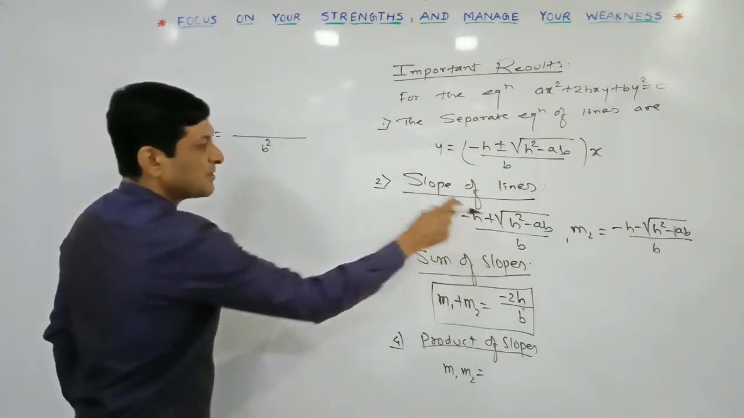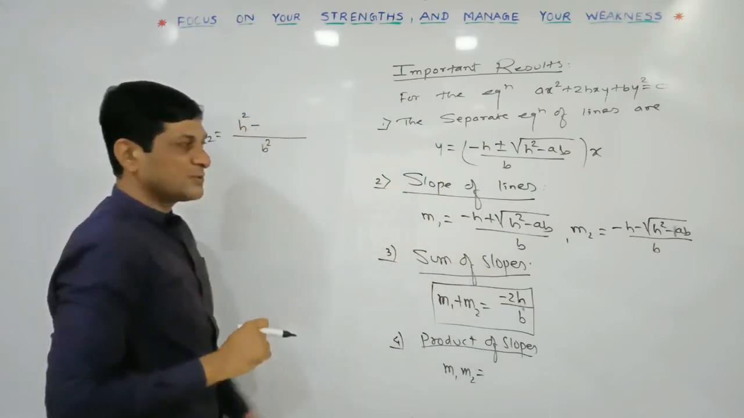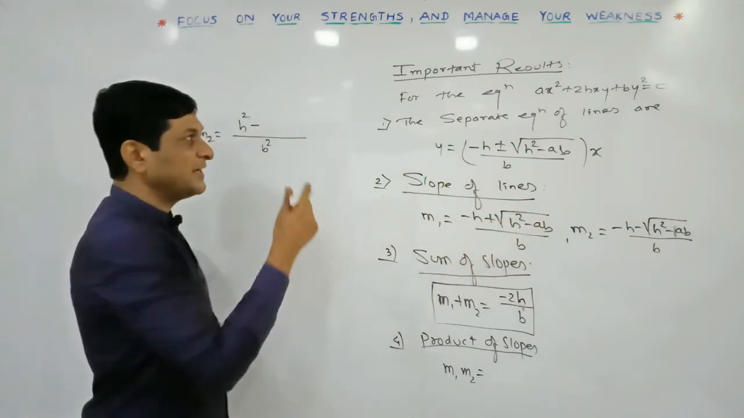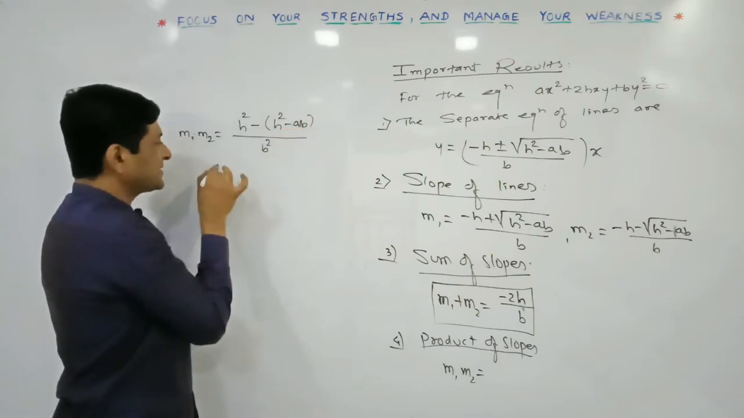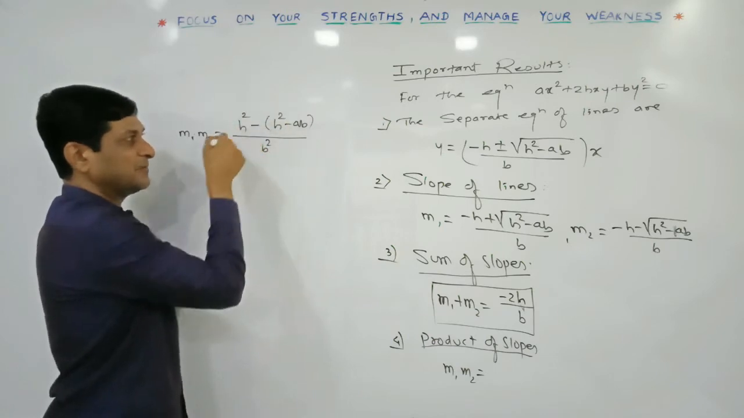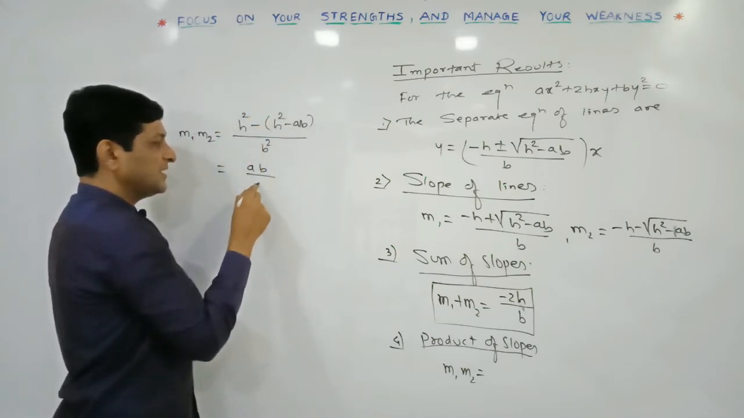a means what here? Minus h. What is the square of minus h? h square. Minus b square. b square means the square of this term. If we take the square of this term, the root will get cancelled. So what will we get here? h square minus ab. If we simplify it, plus h square and minus into h square means minus h square will get cancelled, and minus into minus will become plus ab, divided by b square.